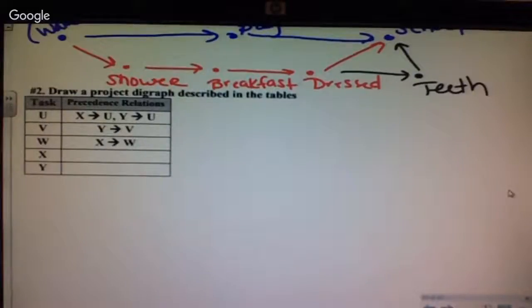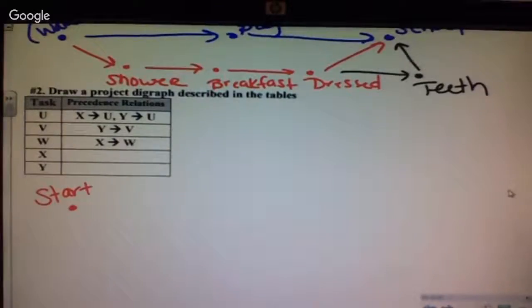The last thing you're going to need to know how to do is how to draw a project diagram. Okay. The most important thing in a project diagram, you must have a starting point. So you're going to have start. Everybody has to start somewhere. Your start then leads into things.